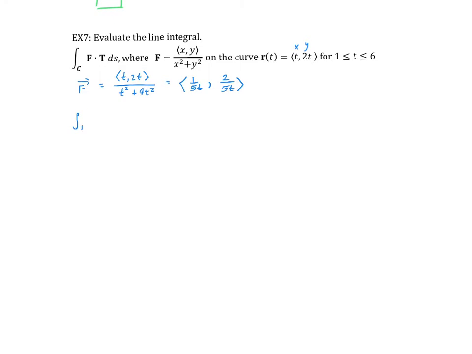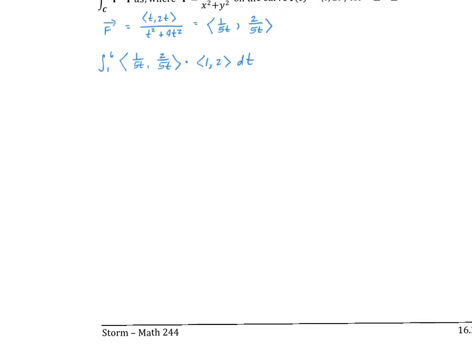My integral is going to go from 1 to 6. I have the vector 1 over 5t, comma 2 over 5t. I'm going to dot that with the derivative of r, which is simply 1 comma 2 dt. And that's it. We just have to figure this out. All right, so this is going to be 1 over 5t when I do the dot product, plus 4 over 5t dt. 5 over 5t is simply 1 over t. So the integral from 1 to 6 of 1 over t dt, super simple.